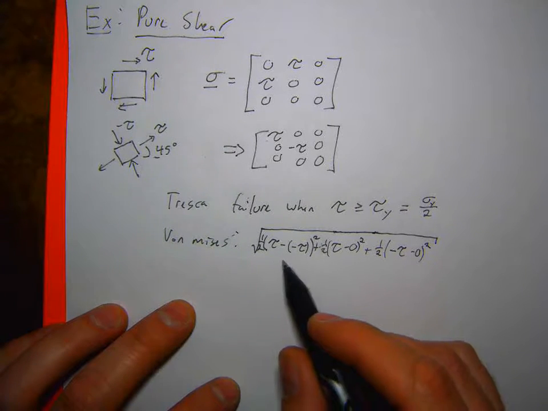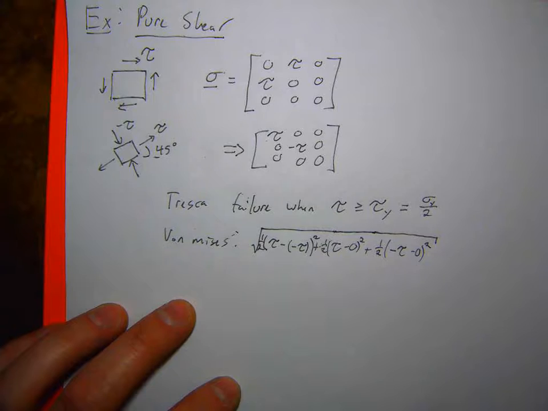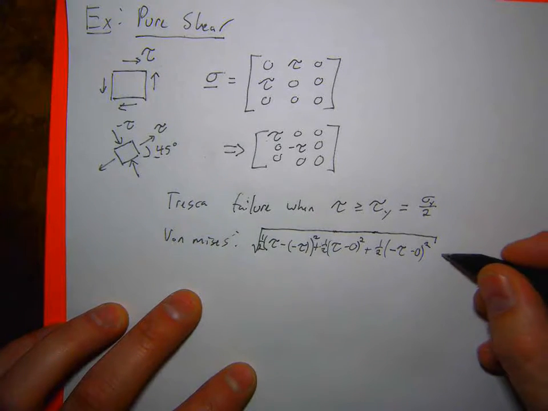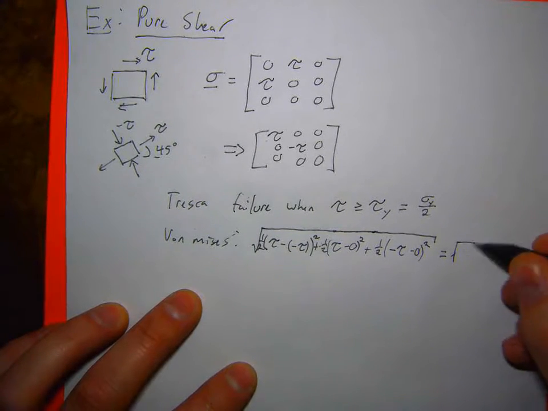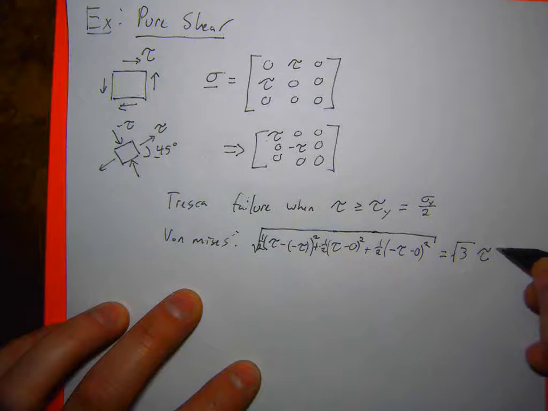Where am I going wrong? 2, 4, 2, 3. It is 3. Yeah, so this should just be the square root of 3 tau. And that fails when this is greater than or equal to my yield strength.